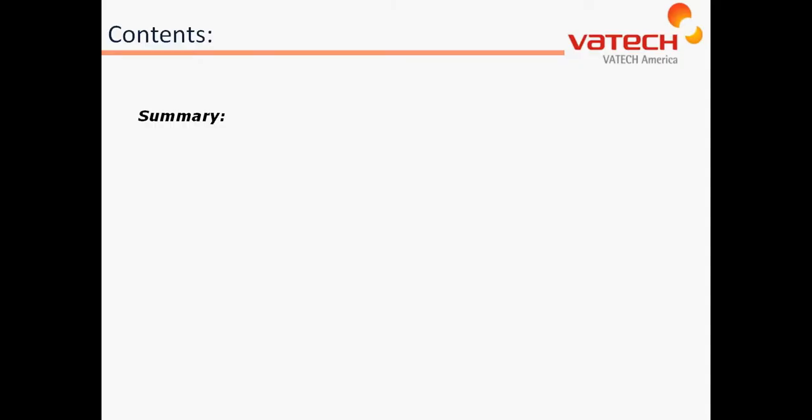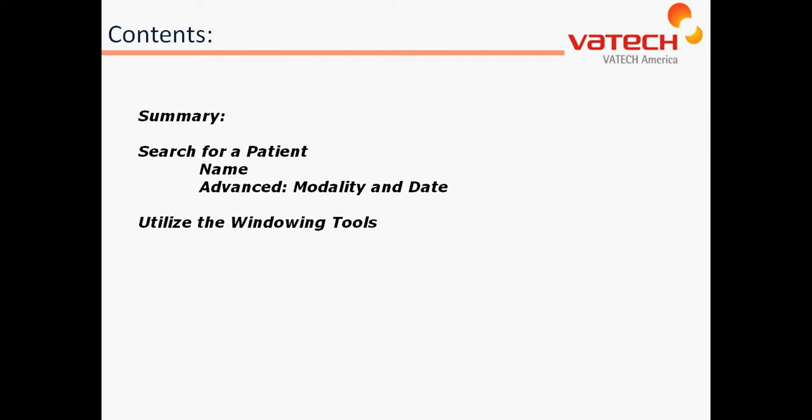This concludes our video presentation on patient search and windowing within the Viewer tab window. At this point in time, you should be able to search for your patient by name, as well as advanced search by modality and date, as well as utilize the windowing tools including brightness, contrast, sharpness, max sharpness, inverse, and film effect. Thank you.